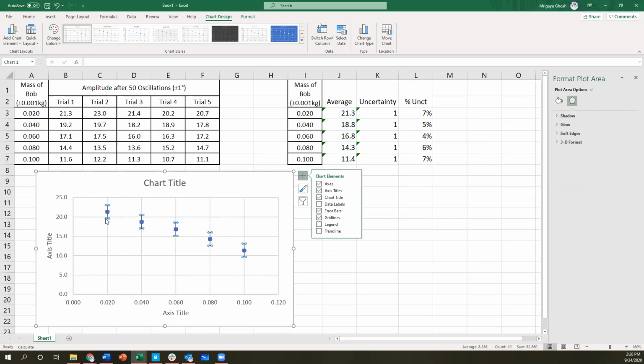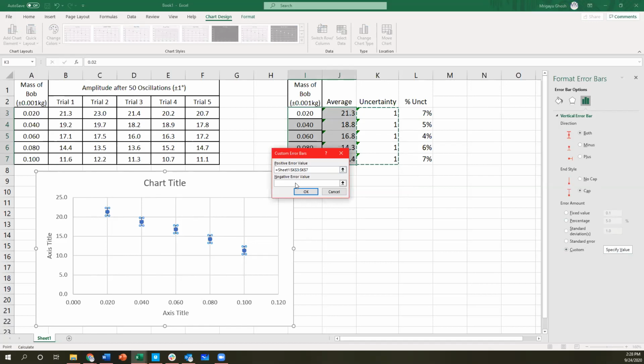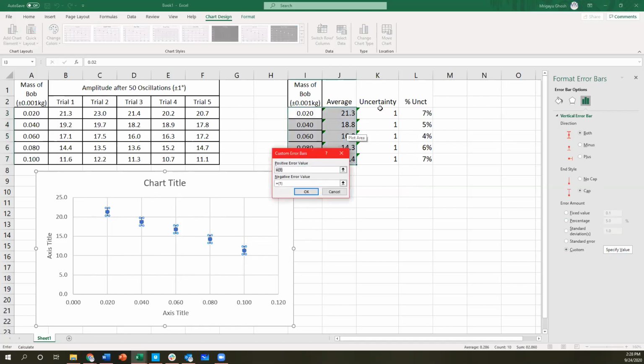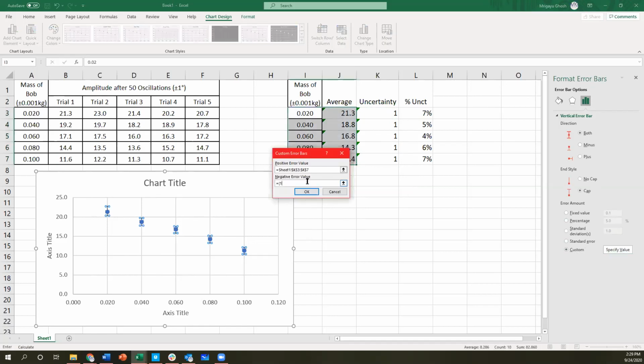Now, same thing, but for the vertical ones, it's variable. The uncertainty is variable. It's not the same. Well, in our case it is because they rounded to the same thing, but technically they're not the same. So similarly, you're going to go to the graph icon, and then click on custom, and then specify value. For the positive error value, you're just going to select this range. Let me try that one more time. Specify value. For the positive error value, it's that. Then for the negative error value, you might have to hit enter and then do it again. The negative error value is also that.